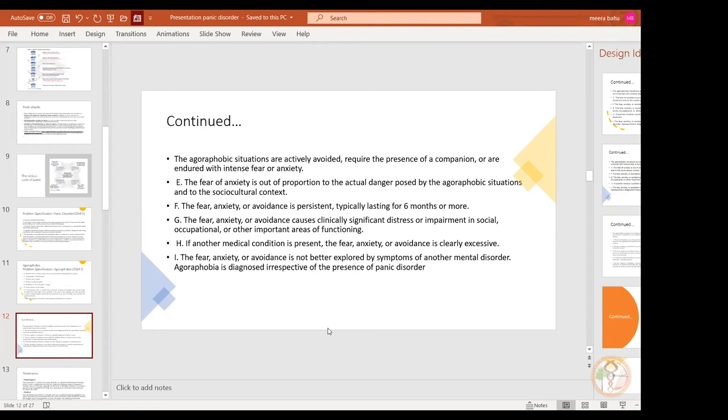So the fear, anxiety, or avoidance causes clinically significant distress. And if another medical condition is present, the fear, anxiety, or avoidance is clearly excessive. The fear, anxiety, or avoidance is not better explained by symptoms of another mental health disorder, and agoraphobia is diagnosed irrespective of the presence of panic disorder. Okay, so let's move on.